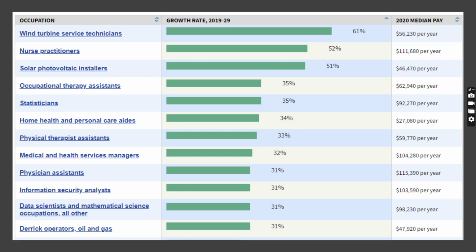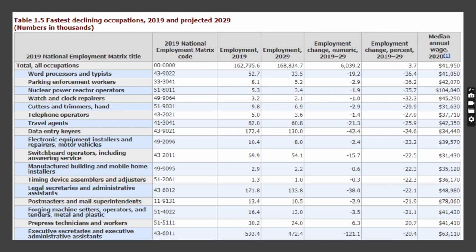Solar photovoltaic installers, okay? That has something to do with solar panels. Occupational therapy assistants, statisticians, home health and personal care is, again, old people. Physical therapist assistants, old people. Medical and health services managers, old people. Physician assistants, old people. Okay, so you see, old people, or the boomers, have a lot to do with derived demand for all of these resource markets, all of these labor markets.